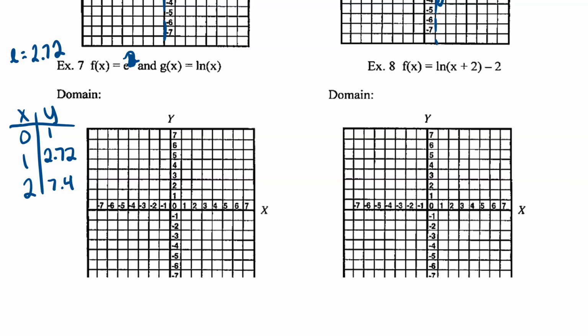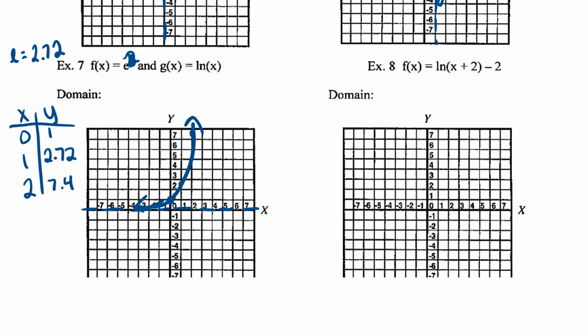7.4-ish. I'm going to graph those: 0, 1, 1, 2.72-ish, and 2, 7.4. So it looks like this. The asymptote is a horizontal asymptote at y equals 0.